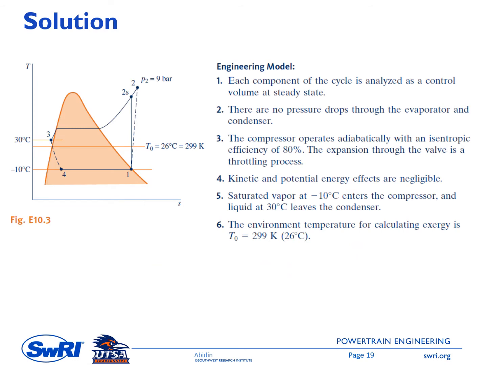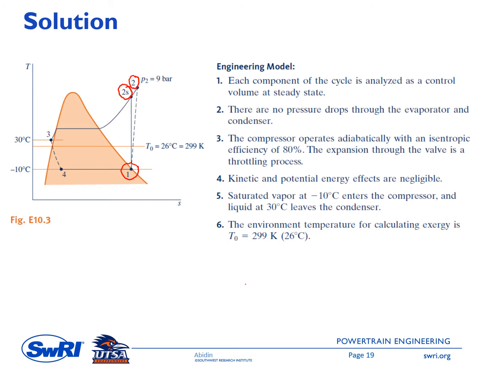On the left side is the T-S diagram. Point number 1, I believe, stayed the same. This is at minus 10 degrees C, saturated vapor, right at the dome line on the right side. Because there is internal irreversibility inside the compressor, here we have a dashed line connecting point 1 to point 2. We also maintain a solid line connecting point 1 to point 2S for the isentropic case.